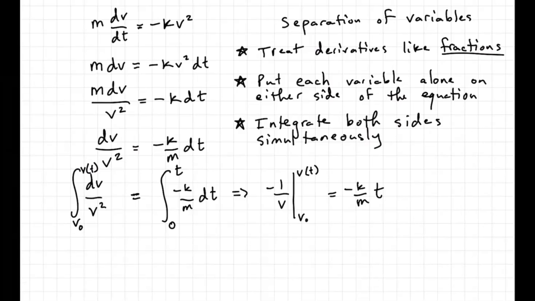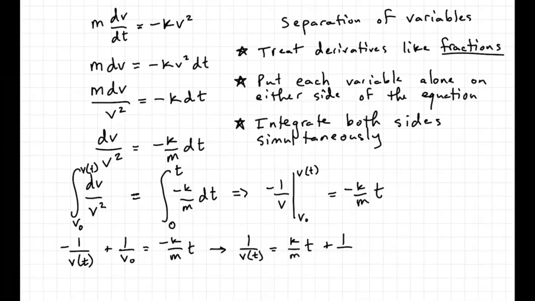So now I need to plug in the bounds for my left side here. If I do that, I get minus 1 over v at my arbitrary time plus 1 over v naught equals minus k over m t. I'm going to start moving stuff around and solving. So I'm going to multiply everything by a minus sign and move the 1 over v naught over. So I get 1 over v of t equals k over m t plus 1 over v naught. And I have a plus sign on that because I would have a minus for moving this over to the right side, but then multiplying by minus here gets me a plus there.